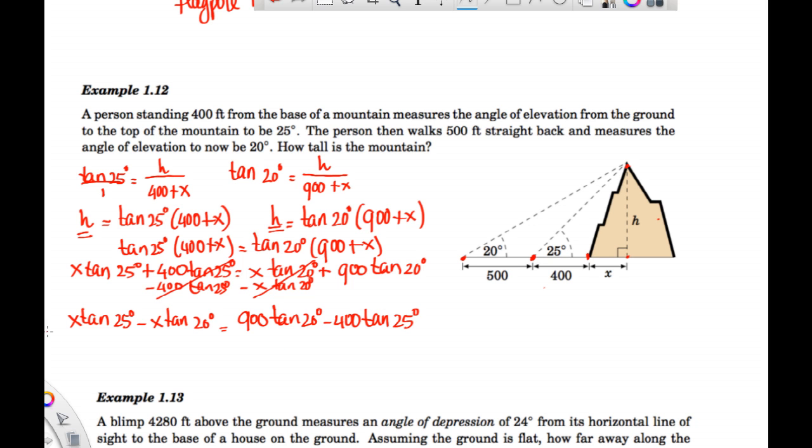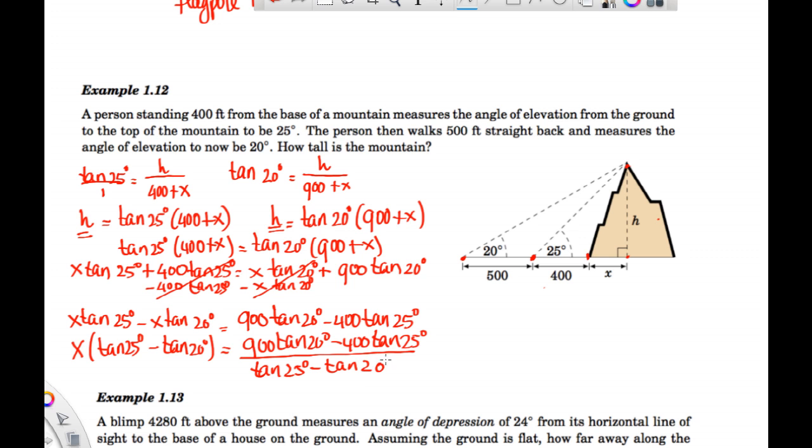Well, two steps left. The next step is a little tricky. X is common, right? So if I take the x out, that leaves you the tangent of 25 degrees minus the tangent of 20 degrees equals 900 times the tangent of 20 degrees minus 400 times the tangent of 25 degrees. And so now I can divide by the tangent of 25 degrees minus the tangent of 20 degrees. Now on your calculator, this is important: put the top in brackets, then divide by this thing in brackets.